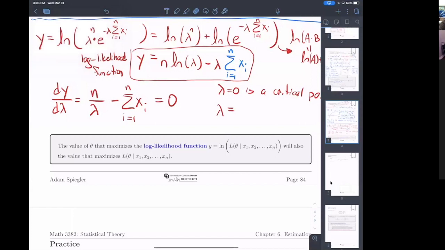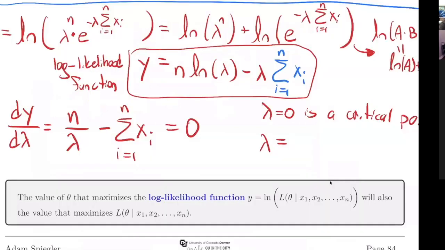When you solve for that equation, what is it supposed to be? N over the sum? Yeah, that's what I just thought. You're right, I'm fixing that, but you cannot see that. Yes, this should have been n over the sum of the xi's. I had that the wrong way. I solved for 1 over lambda. You're right.